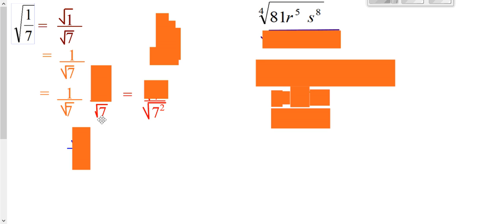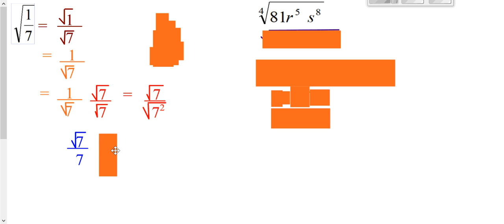But if I multiply the bottom by that, I got to also multiply the top by that, because this is a special form of 1, and multiplying by 1 doesn't change it. So you multiply the bottom, you multiply the top. Now the bottom does simplify, the square root of 7 on top does not. So that's for the most part what you want to do when you have a fraction inside of a root. Apply the root to the top and the bottom, multiply by a special form of 1, and then simplify.